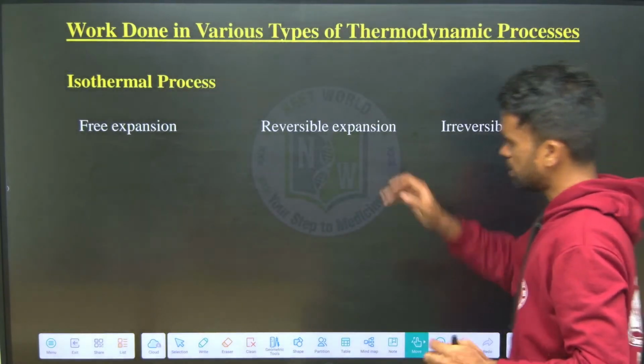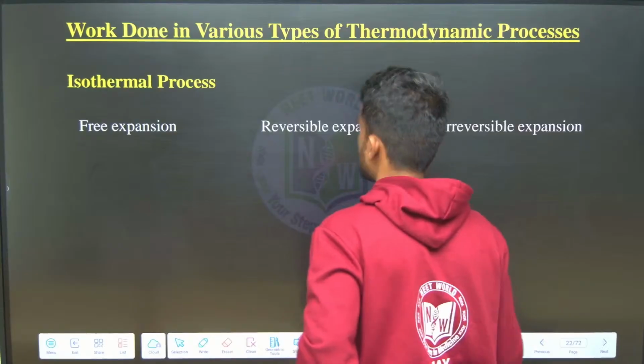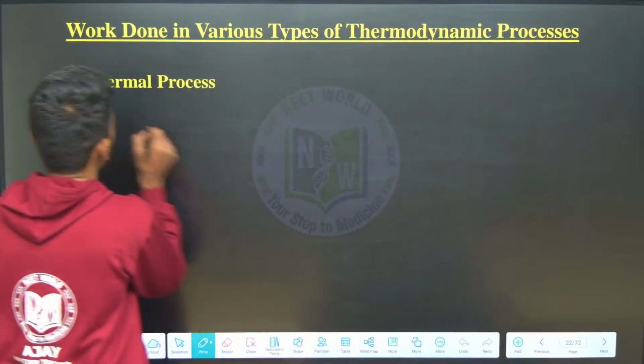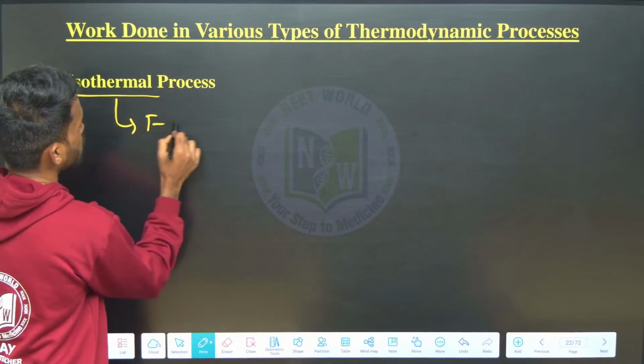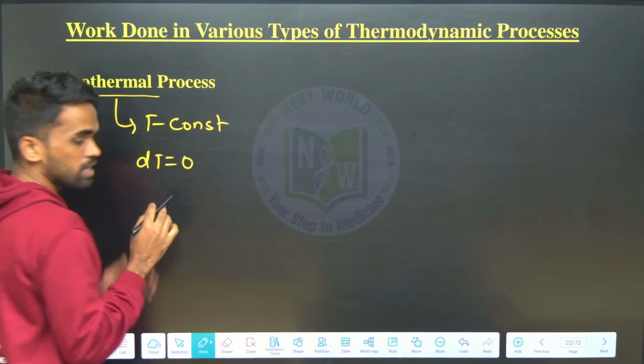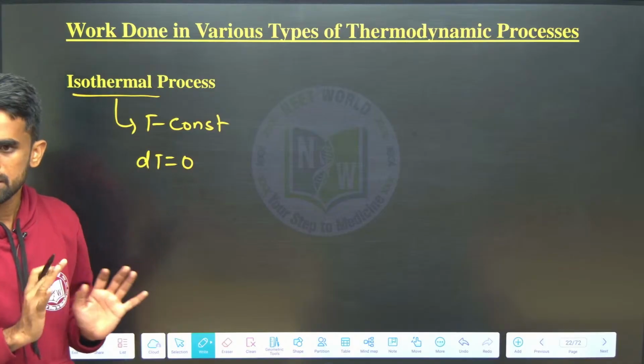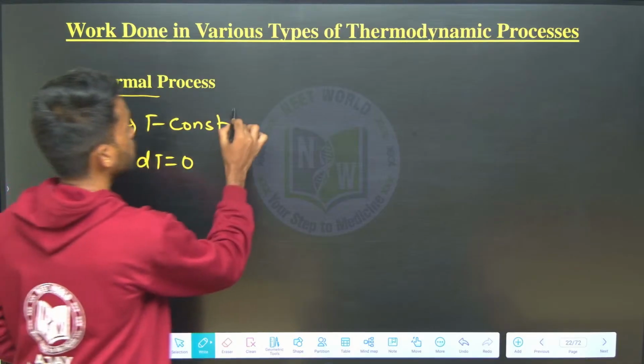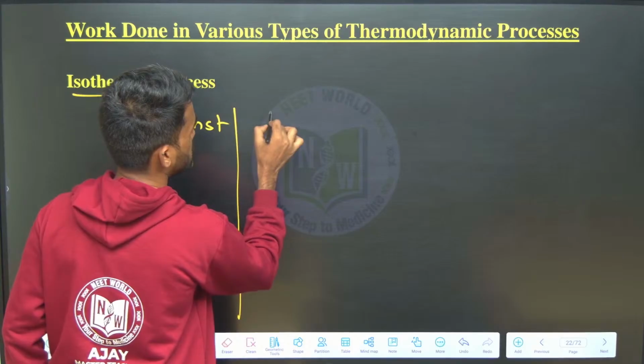Now, tell me about the isothermal process. What is constant in the isothermal process? Temperature is constant. So the change in temperature, dT, will be 0. If something is constant, then its change will be 0, that we know. So now, what is the first law of thermodynamics we have?